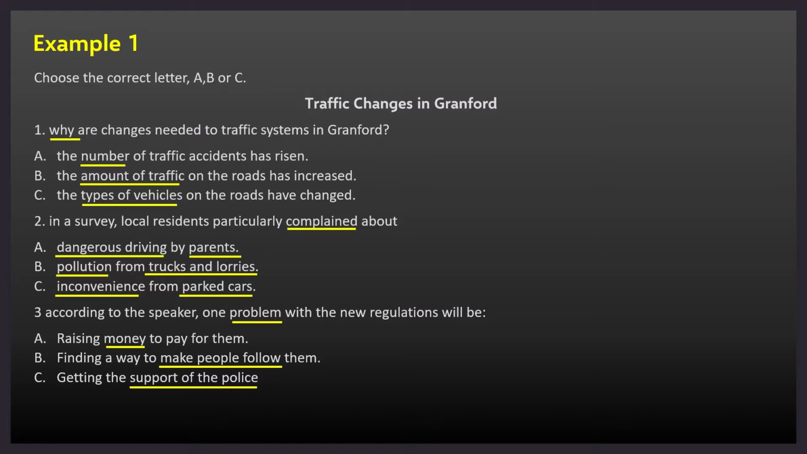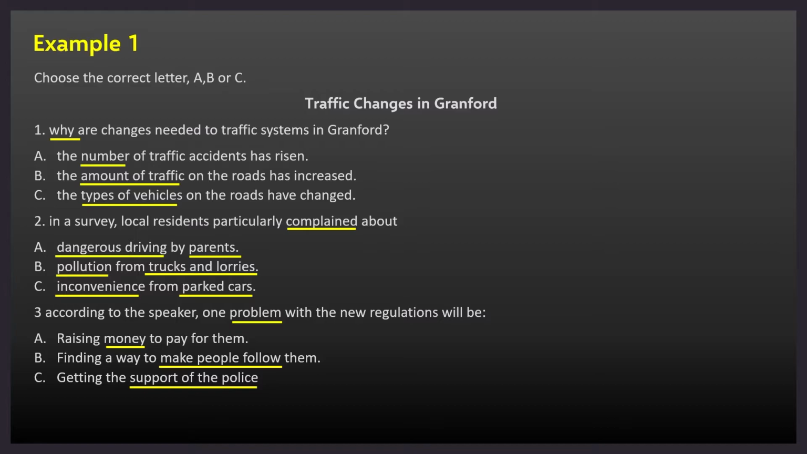Good evening, everyone. My name's Phil Sutton, and I'm chairman of the Highways Committee. We've called this meeting to inform members of the public about the new regulations for traffic and parking we're proposing for Granford. I'll start by summarising these changes before we open the meeting to questions. So, why do we need to make these changes to traffic systems in Granford? Well, we're very aware that traffic is becoming an increasing problem.